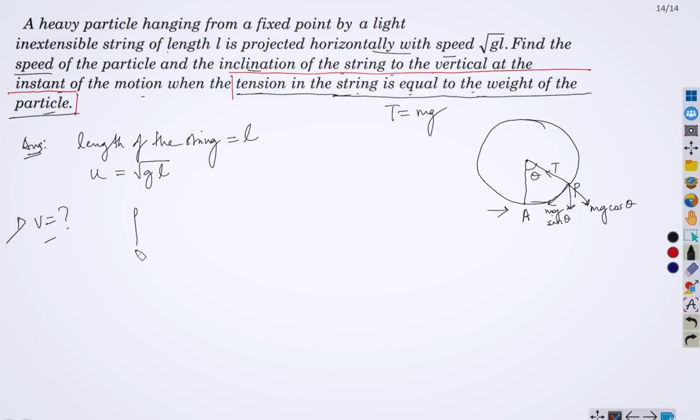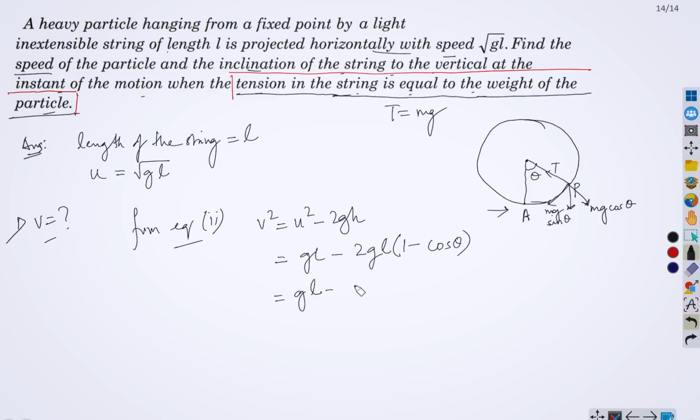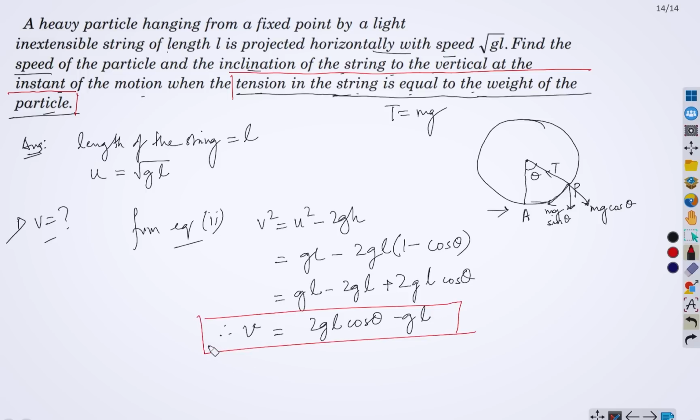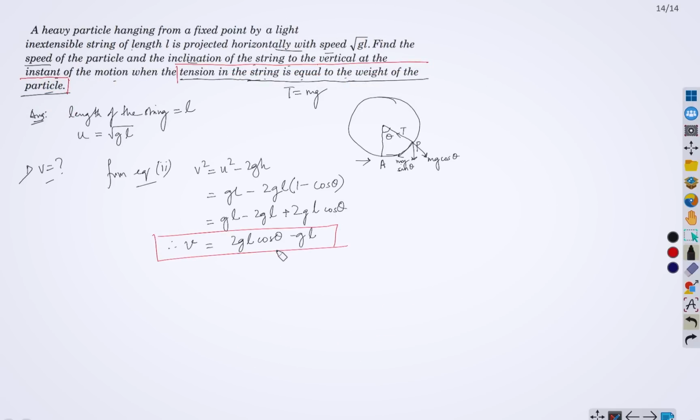As we have seen from equation 2, V square equals U square minus 2GH, right? We can determine V from this equation because U square is given as GL. So V square is GL minus 2G times H, and we know H is R times 1 minus cosine theta. That is GL minus 2GL plus 2GL cosine theta. This gives us 2GL cosine theta minus GL. Okay, therefore we obtain V square as this. But we don't know theta, right? So we have to determine theta; only then can we determine V square.